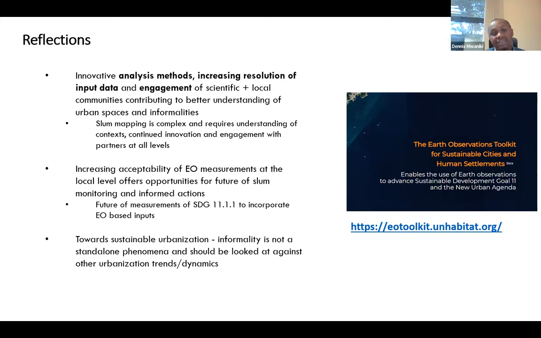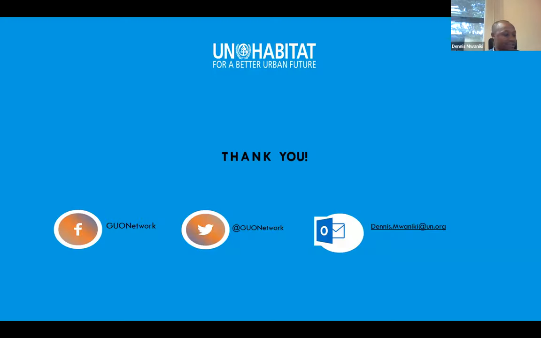Again, just to emphasize that there is a big network of actors within the Earth Observation community and the UN agencies that is working on the use of Earth Observation and geospatial information for measuring SDG 11. And you are again welcome to have a look at the Earth Observation Toolkit to see what we are doing and what is available from this toolkit. And with that, thank you very much, and back to you.